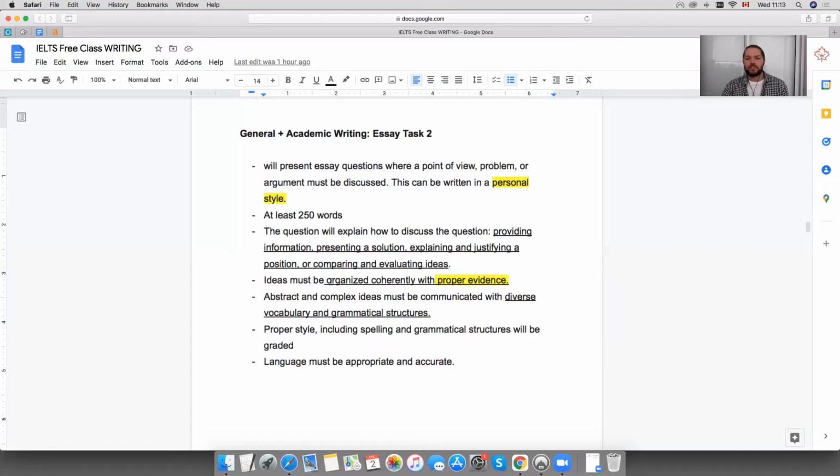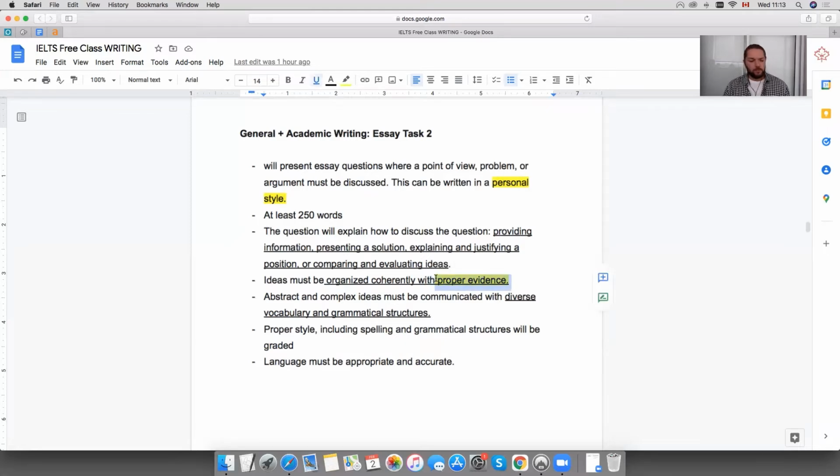Our ideas, of course, need to be organized coherently. Just like our speaking section in the last conversation that we had, we have to be coherent. This involves linking words and all those tiny little words that maybe we're not comfortable with, like our articles and prepositions. And of course, we come back to proper evidence.